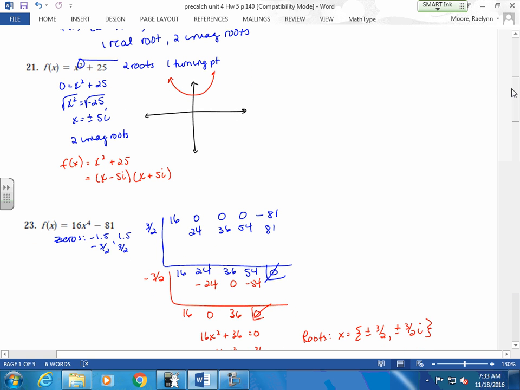Okay, I expected to see 2 roots, 1 turning point. When it doesn't cross the x-axis when I graph it, I know I have imaginary roots.